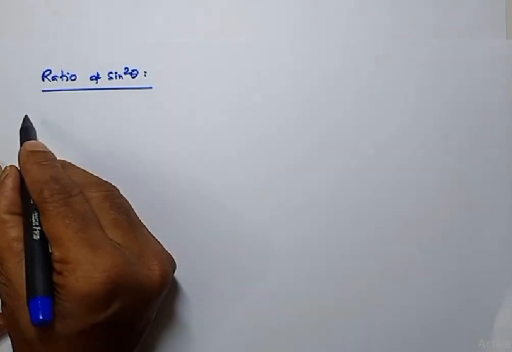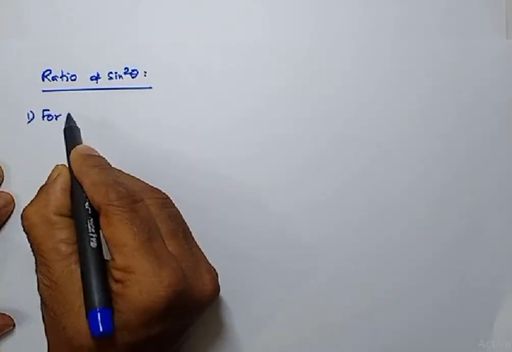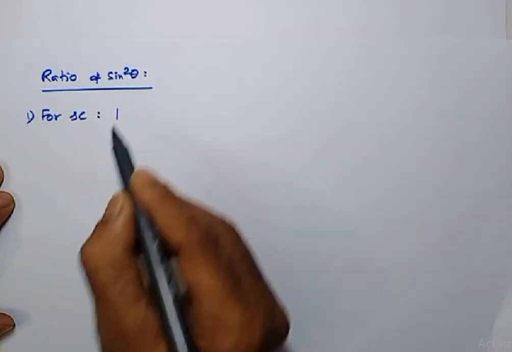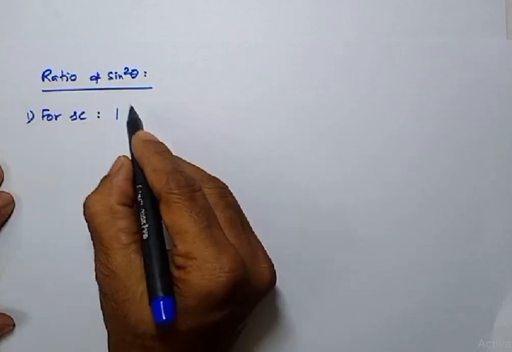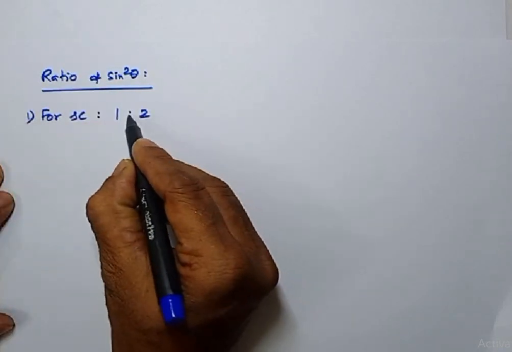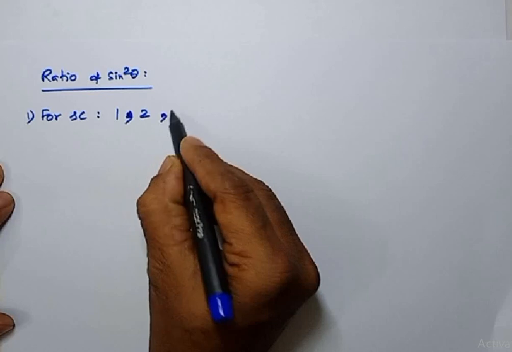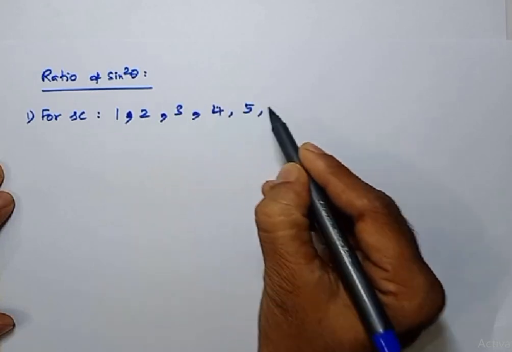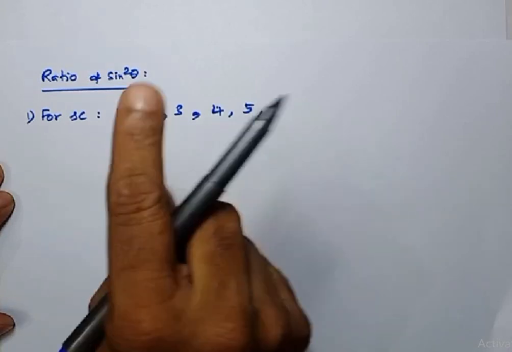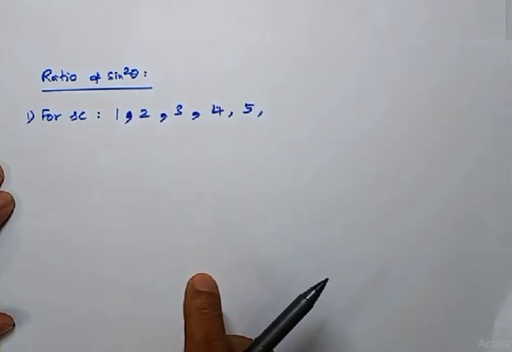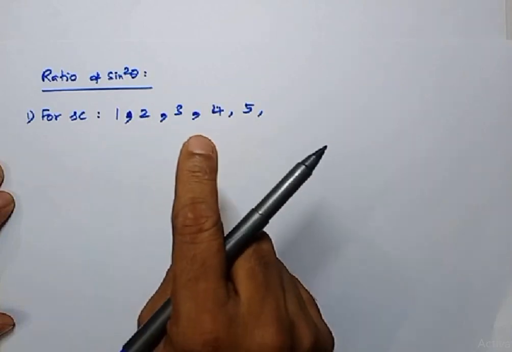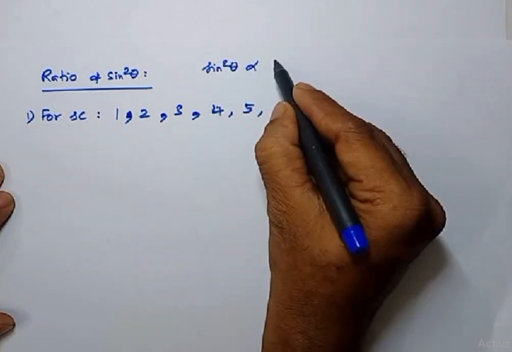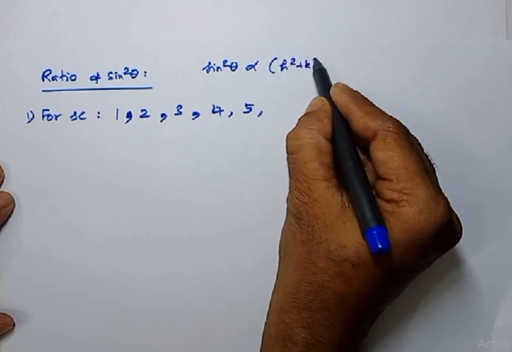Number 1, for simple cubic, observe carefully. For simple cubic, we get a line at 1K. Just write 1. Then we get 2, then 3, then 4, then 5. These values correspond to h square plus k square plus l square, because we know very well sine square theta is proportional to h square plus k square plus l square.